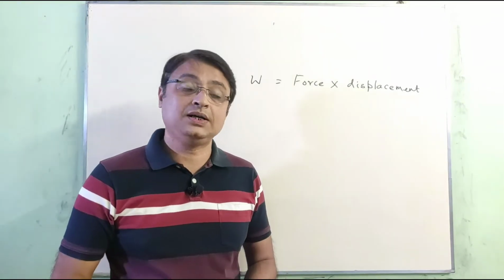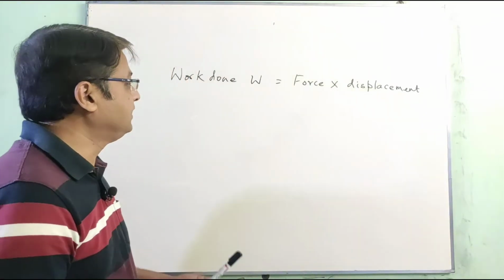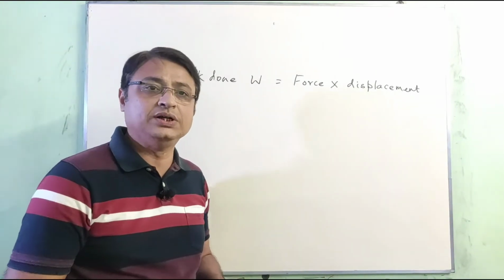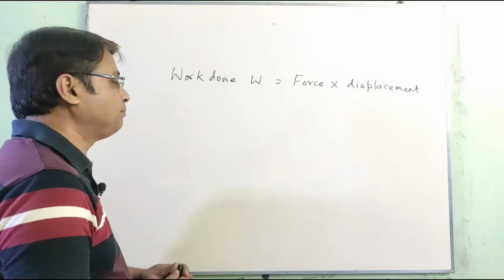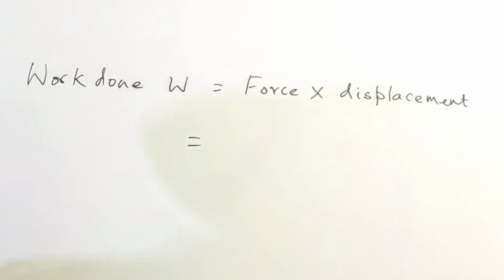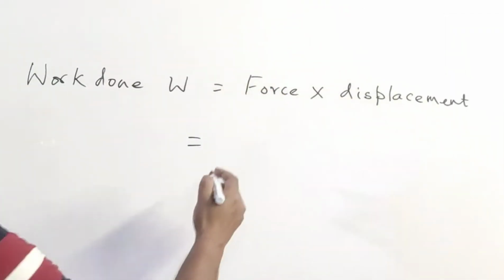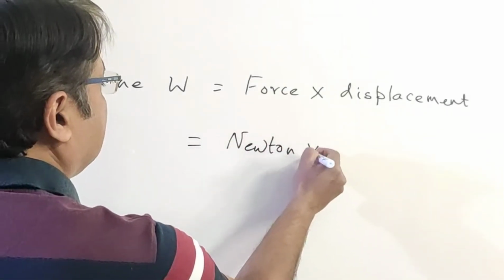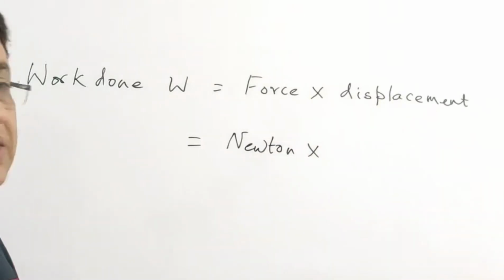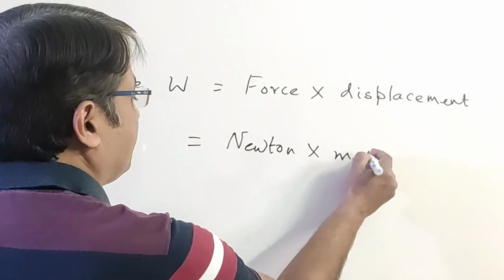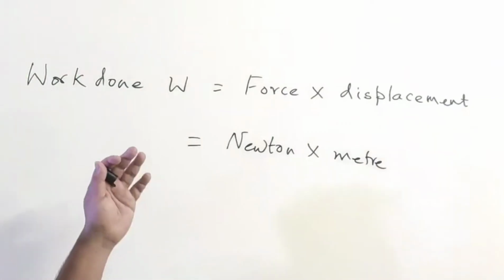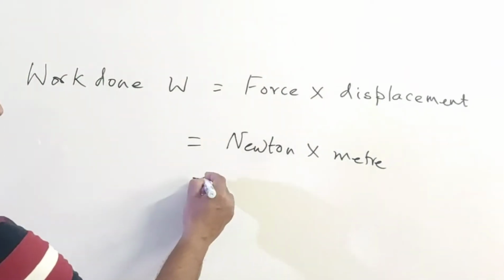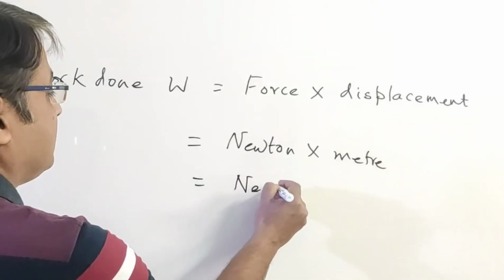Now let's define the unit of work. As you can see, W equals force times displacement, so in SI units, the unit of force is Newton, right? And the unit of displacement in SI units is meter. So what will be the unit of work done in SI units? Yes, rightly said, it is nothing but Newton meter.